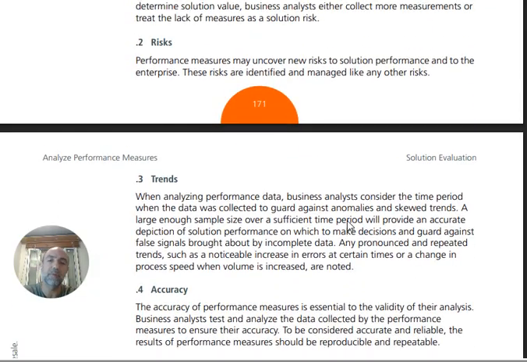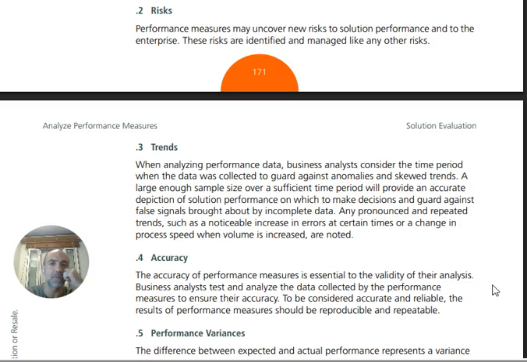There are also risks that we have to think about because when we're measuring something, we need to uncover things that are inefficient and ineffective, the risks to solution performance, and whatever the solution brings about with it as a change, because a lot of people might be resistant to it.